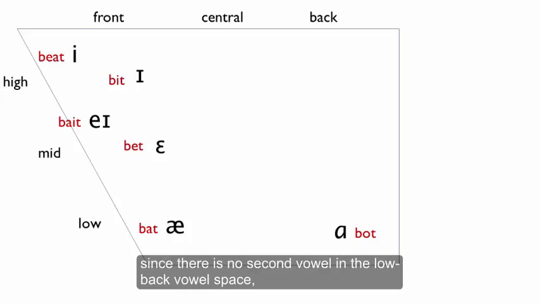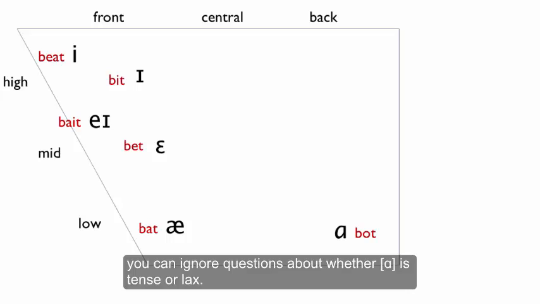As before, since there is no second vowel in the low back vowel space, you can ignore questions about whether ɑ is tense or lax.